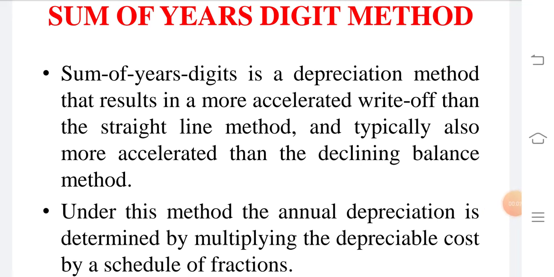Second method is the double declining balance method in the case of methods of depreciation. So we have completed it in the earlier video. Now the next method, the third method, is the sum of years digits method.